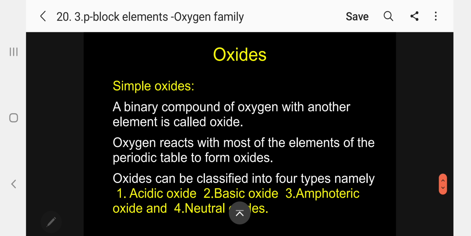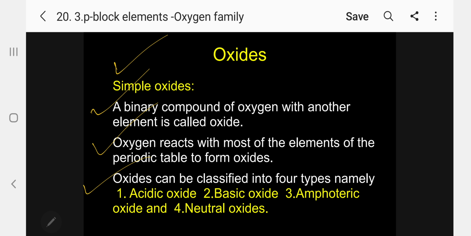So let me discuss the oxides. Please follow. Oxides. I can call them simple oxides. A binary compound of oxygen with another element is called an oxide. Oxygen reacts with most of the elements of the periodic table to form oxides, because it is highly electronegative, second to fluorine. 3.5 is the electronegativity according to Pauling. So all electropositive elements react with oxygen easily. These I will call simple oxides.